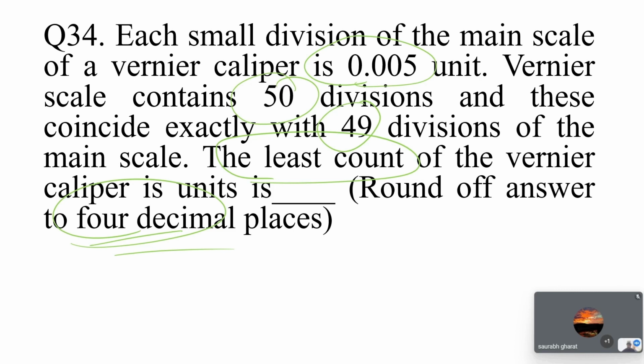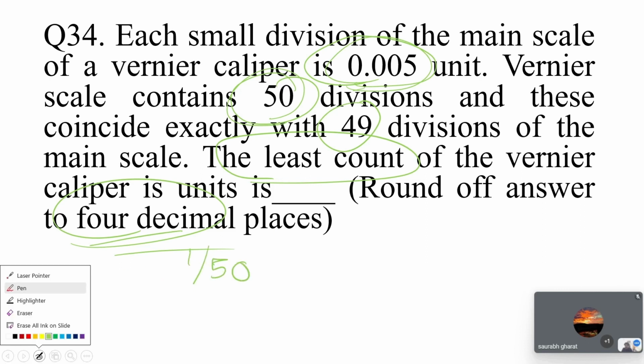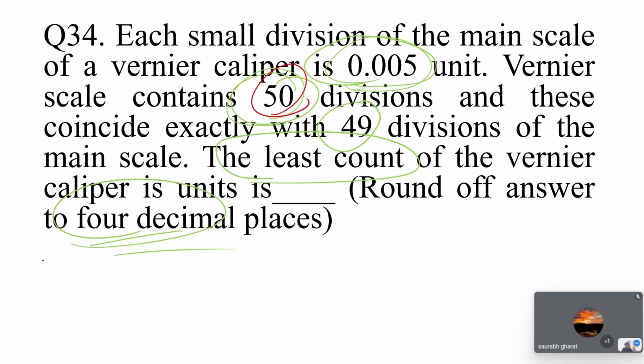So what are they asking actually? For the Vernier caliper, how many divisions do you have? 50 divisions, and this coincides with 49 divisions of the main scale, and the least count is 0.05. So how can we proceed here? For one unit division, what is it equal to? It is mentioned here. For one division, we have to calculate it.